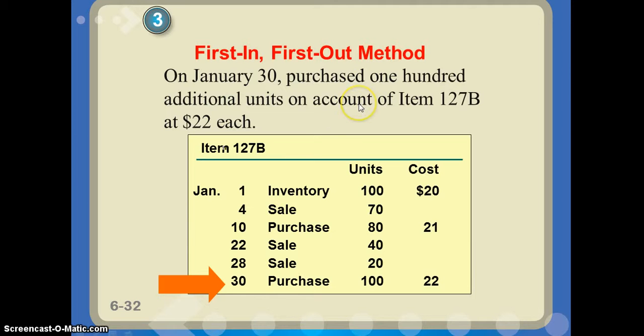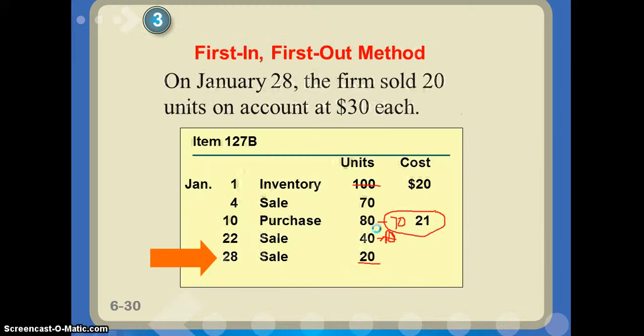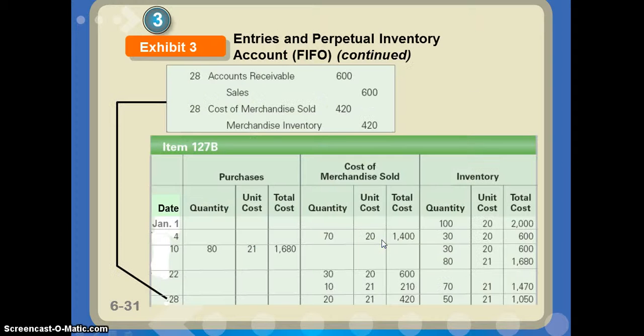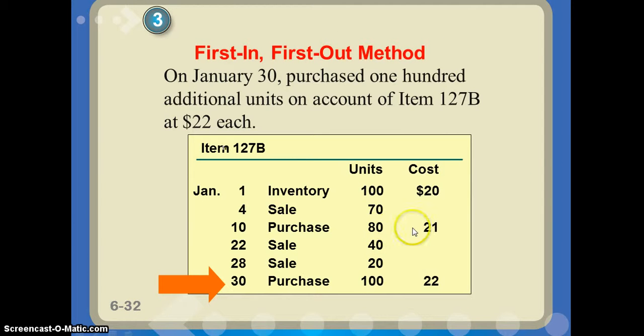Another purchase was made of 100 units on account at $22 each. Here's our purchase, 100 units at $22 each. Now remember, we had the purchase of 80, but we sold items from here that left us with 70. Another 40 leaves us with how many units? 30. So out of our 80 units at 21, we have 30 left, and we have a purchase of 100. So we have 130 total.